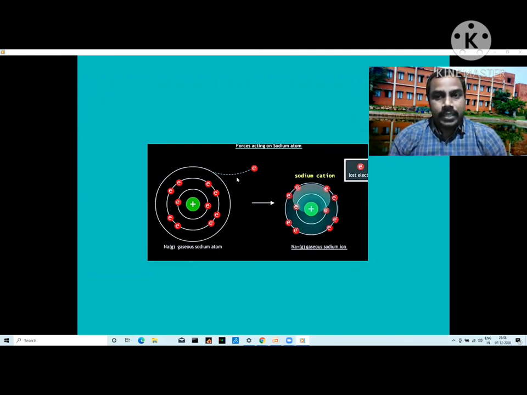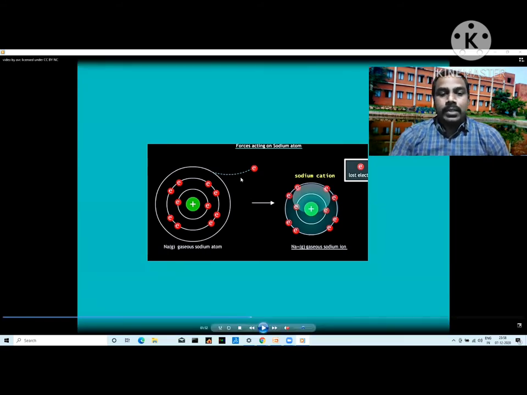By loss of one electron, the positive charge from the nucleus is 11 units and the negative charge of the electrons is 10 units only, so the positive charge dominates over the electronic negative charge. That's why the effective nuclear charge acting on the valence shell of a cation is always very much greater than the effective nuclear charge acting on the valence shell of a neutral atom.